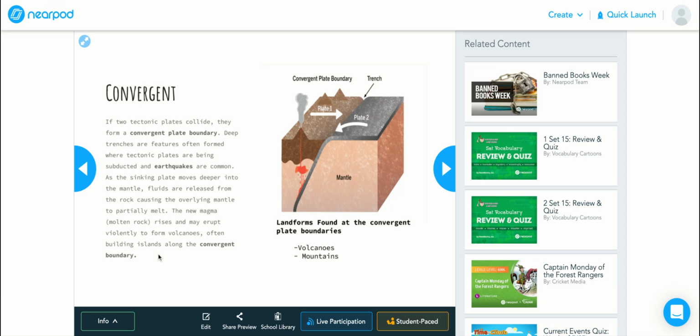And these volcanoes build islands along convergent boundaries due to cooling lava. So it's the lava and magma that's building up over time that creates these islands. So landforms found at convergent plate boundaries are volcanoes and mountains.